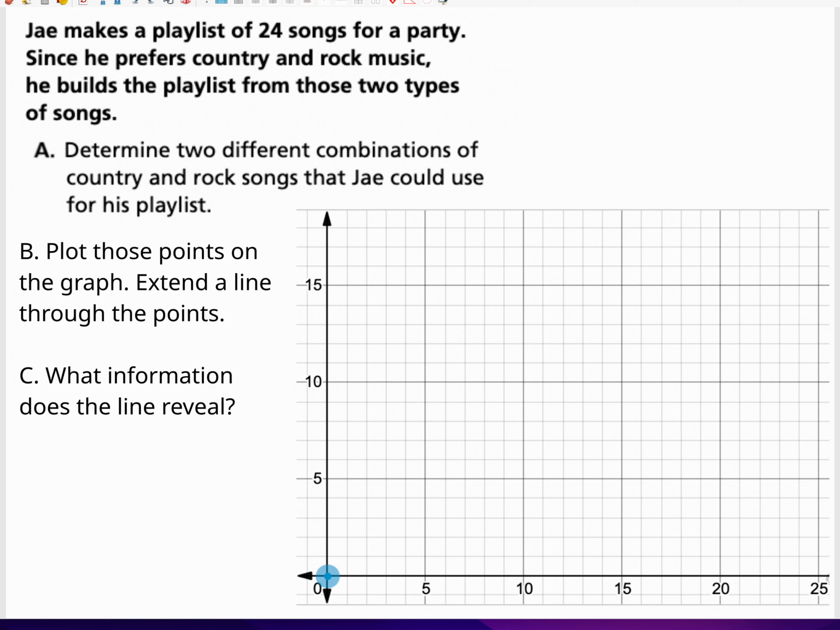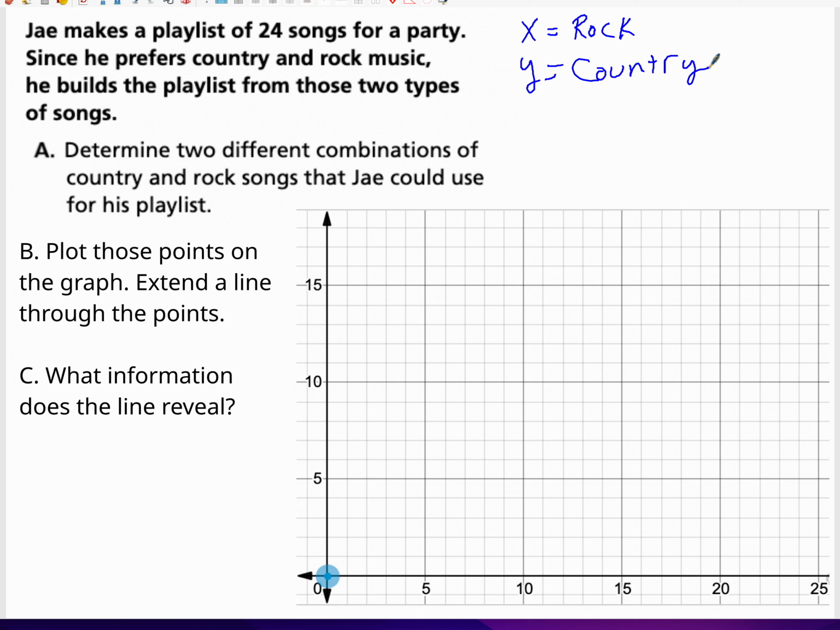Now it says for us to plot the points on the graph and extend a line through the points. Here's the thing: if we're going to graph this, what do we have to decide before we can graph it? Right, we have to decide which axis is rock and which axis is country. So our x-axis is going to be what? Rock music, okay. So the x-axis is rock. That makes our y-axis country.